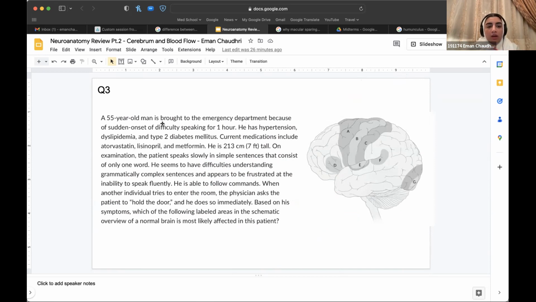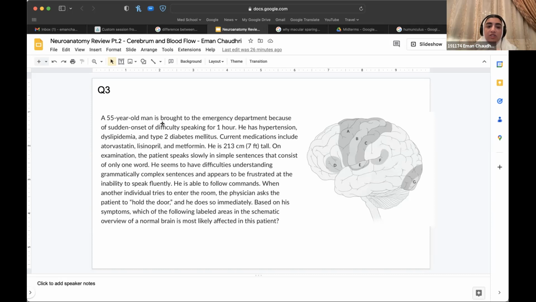Okay, so a 55-year-old man is brought to the emergency department because of sudden onset of difficulty speaking for 1 hour. So sudden onset, you know, this is most probably a vascular problem, so it's probably a stroke. He has hypertension, dyslipidemia, type 2 diabetes. Okay. Current medications, etc.